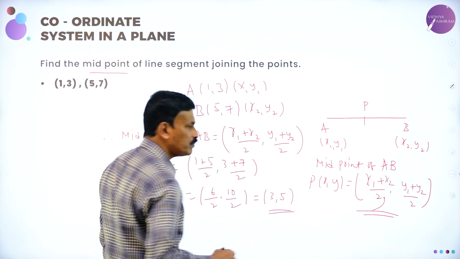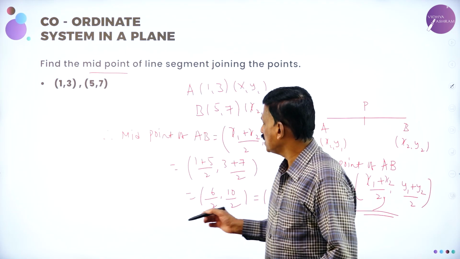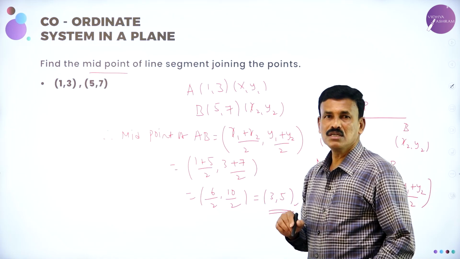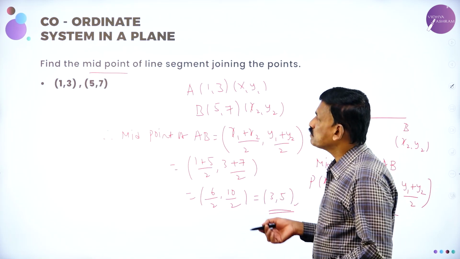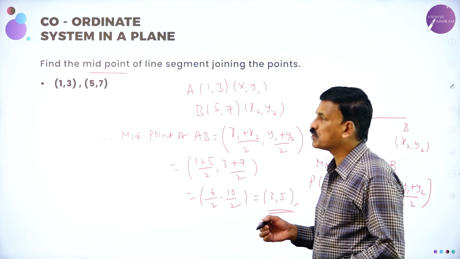So therefore the midpoint of the line joining the points 1 comma 3 and 5 comma 7 is 3 comma 5. So 3 comma 5 is the midpoint of the line 1 comma 3 and 5 comma 7. Very simple problem. You may expect this for 1 mark. Now move on to the next same type, one more problem.